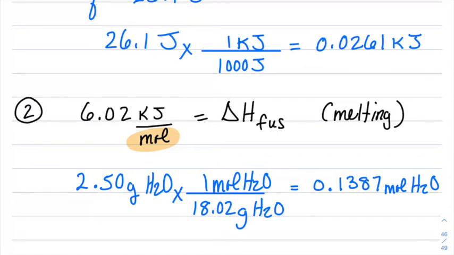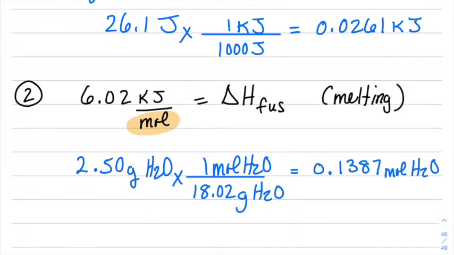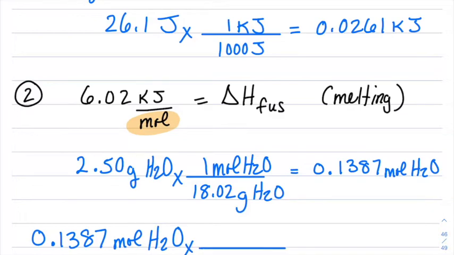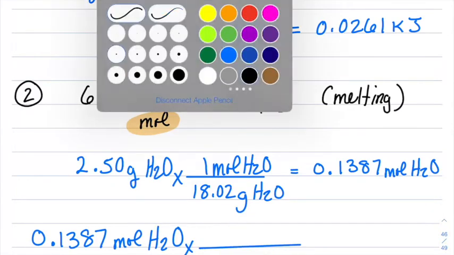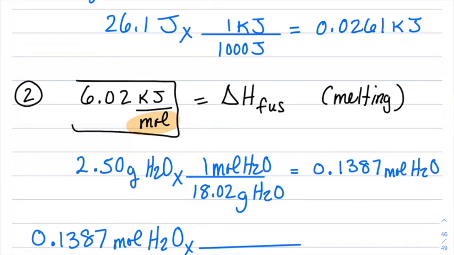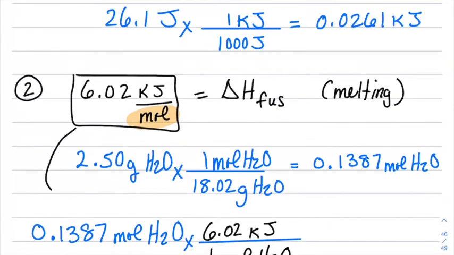Okay. So now I'm going to start off with those moles and say 0.1387 moles of our water. Now I'm going to use this delta H value as a conversion factor. So this one right here becomes my conversion factor, and I'm going to say 6.02 kilojoules for every 1 mole of H2O. So any questions on how I took this delta H value and I turned it into our conversion factor?